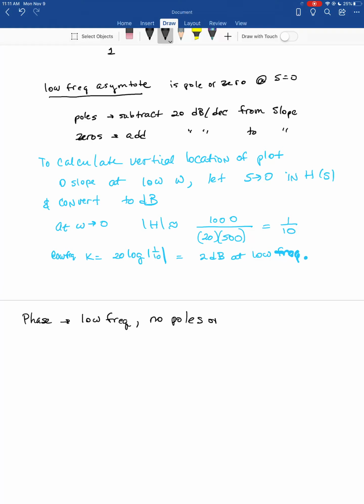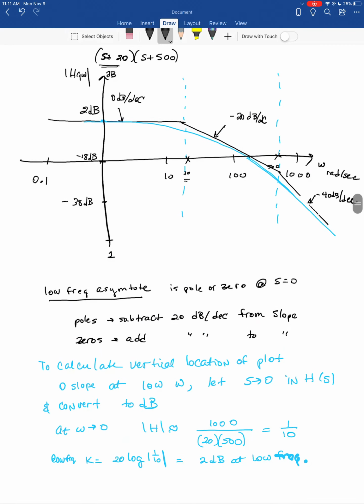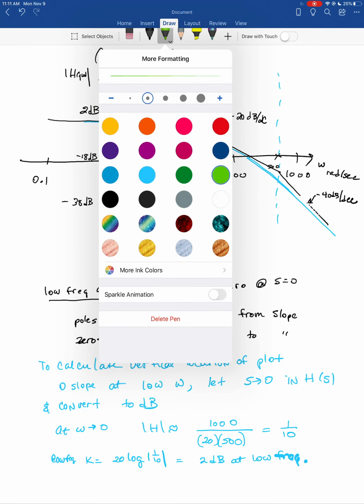So at the low frequency end, I have no poles or zeros at 0. At S equals 0, so at very low frequency, I've just got a constant. So my phase starts at 0 degrees. So poles contribute negative 90 in phase. Zeros contribute positive 90 in phase. I have no zeros, I have only poles, and I have 2.